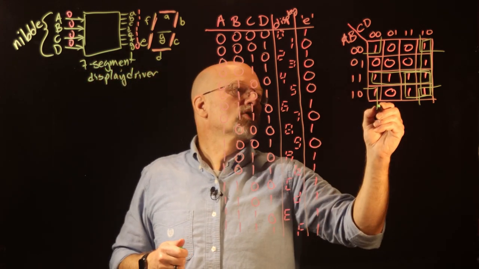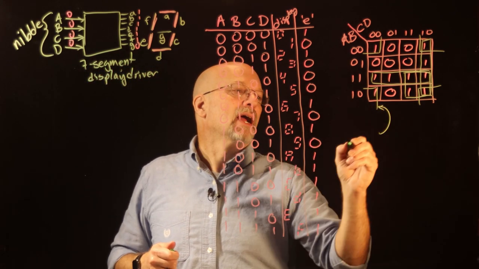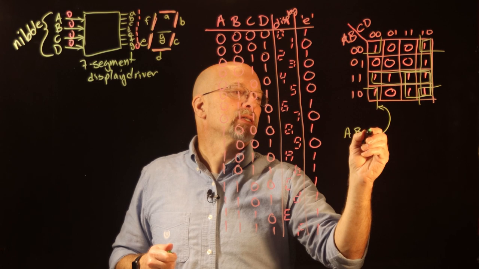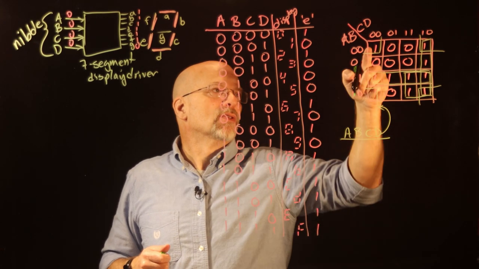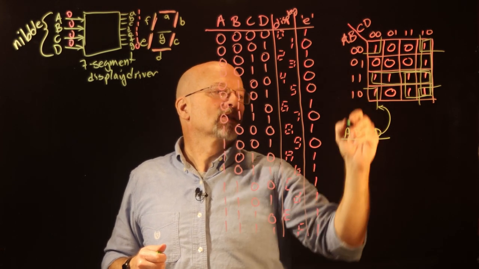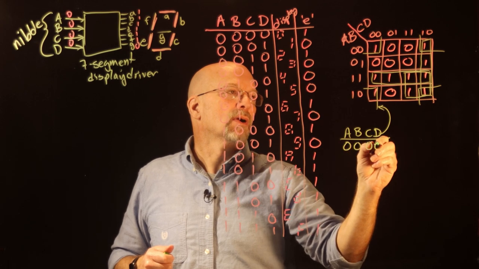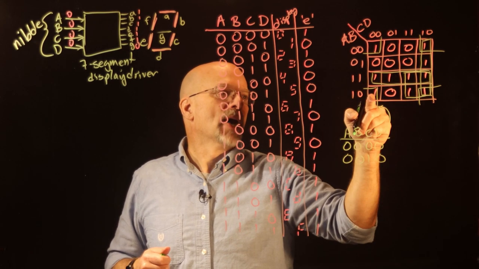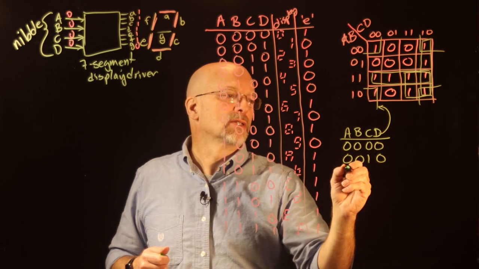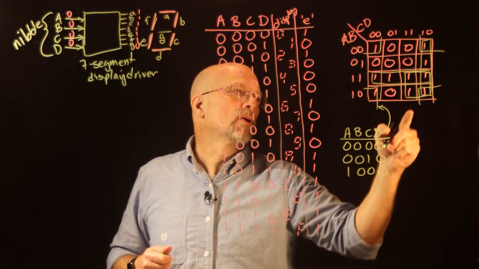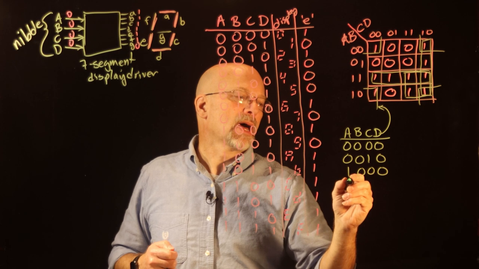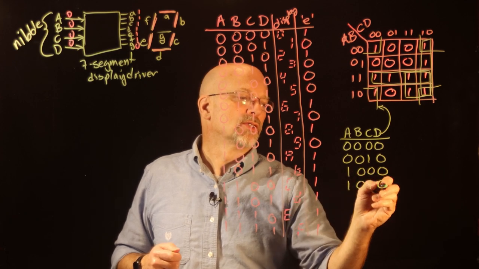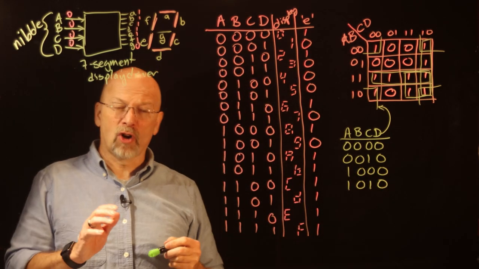All right, let's start out with this guy right here, A, B, C, D. So the top left hand cell is 0, 0, 0, 0. Top right hand cell is 0, 0, 1, 0. Bottom left hand cell is 1, 0, 0, 0. And then the bottom right hand cell is 1, 0, 1, 0. What's going to drop out?